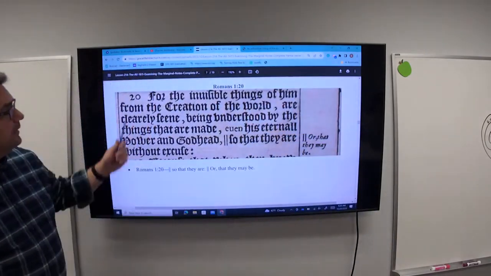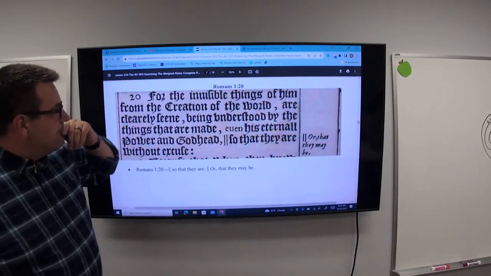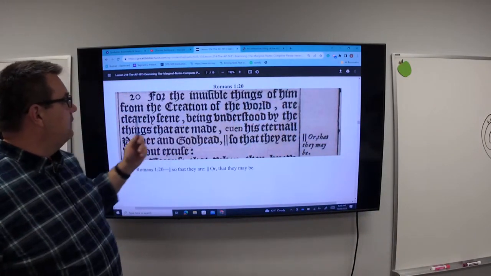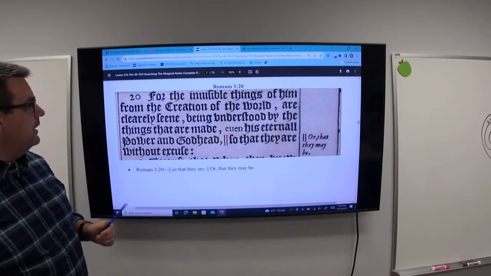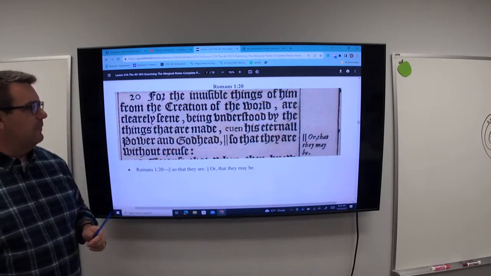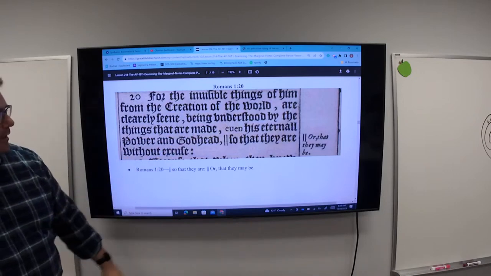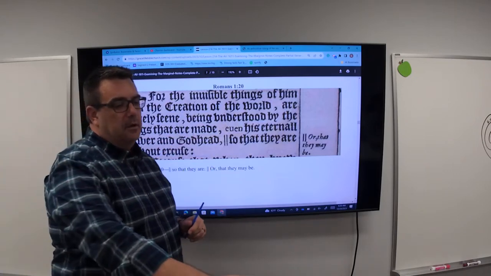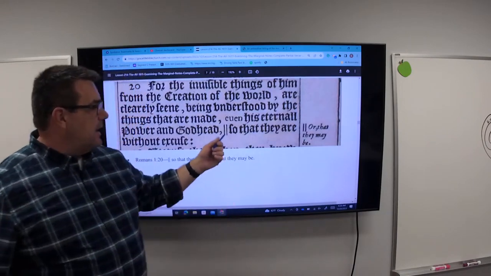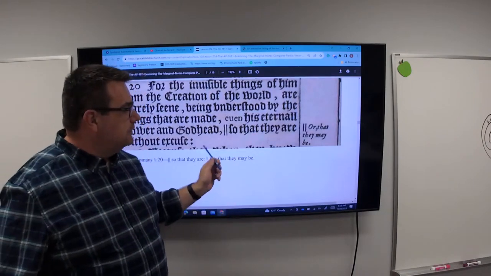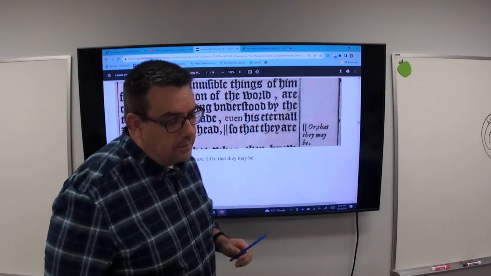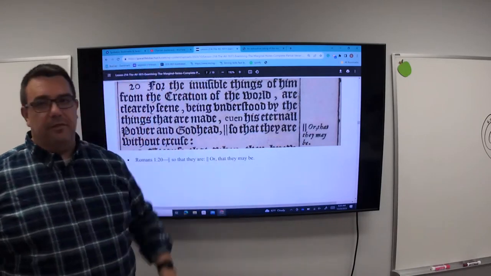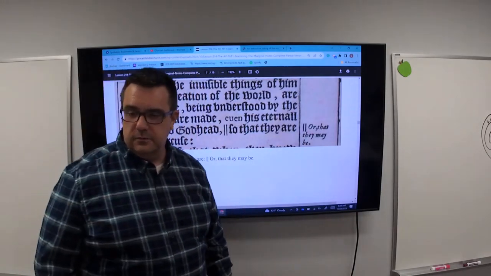Verse 20. For the invisible things of him from the creation of the world are clearly seen, being understood by the things that are made, even his eternal power and Godhead, double vertical lines, so that they are without excuse. All right? So the vertical lines are at the phrase, so they are without excuse. You come over to the margin, and it says that they may be without excuse. Okay?